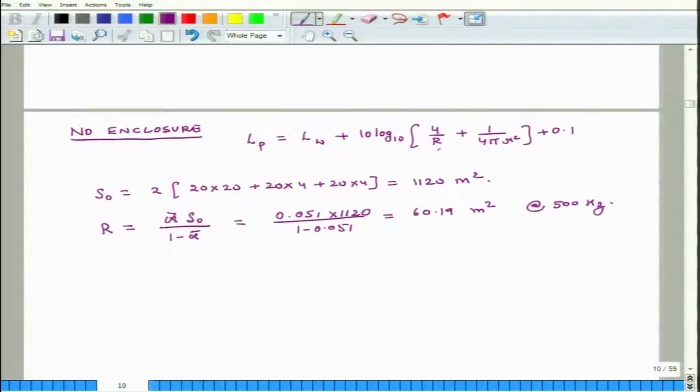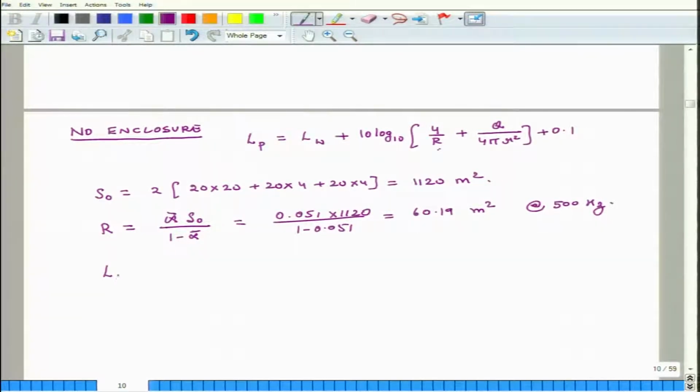So, I know now R, I know, oh, there is one more thing, this relation is slightly inaccurate. I should have written Q, which is the directivity factor.